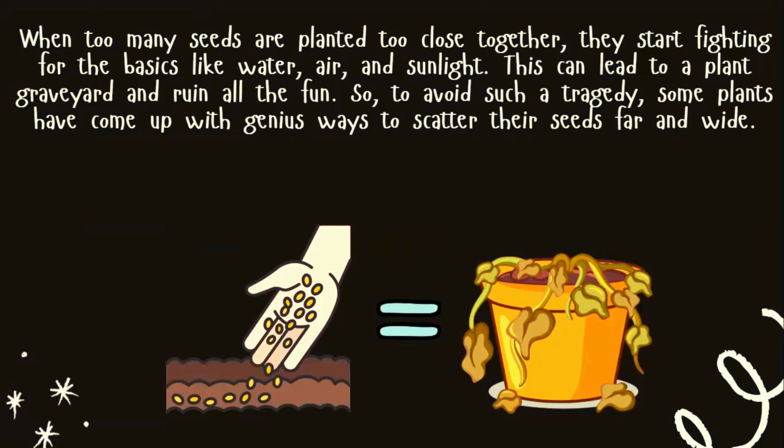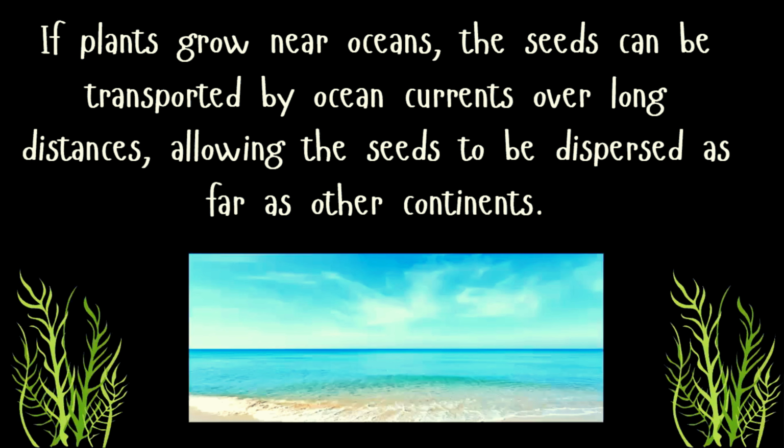Now that you have understood, let me tell you the fact. If plants grow near the ocean, the seed can be transported by ocean currents over long distances. Those seeds can be dispersed as far as other continents, which means that a single seed, a single plant, can be carried away so far to other continents. Isn't that surprising?